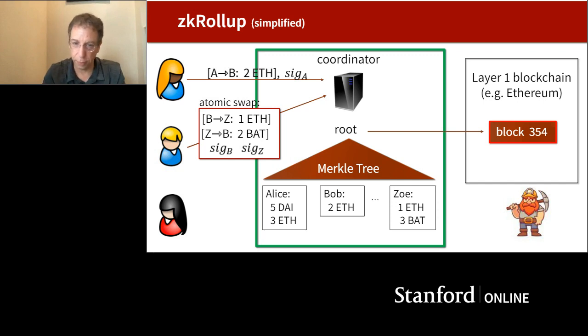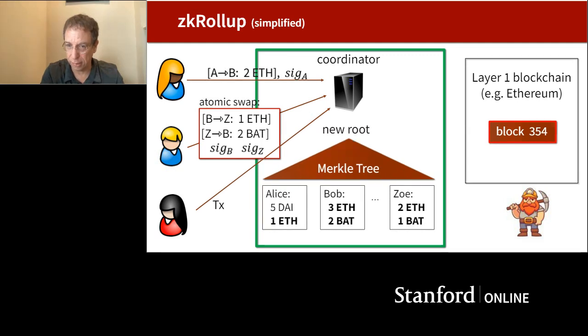And let's say this is Carol, she submits her transaction as well. So everybody submits their transactions to the coordinator. The coordinator checks that all the signatures are valid. Then it goes ahead and updates everybody's account balances. You see Alice paid Bob 2 ETH, so Alice's ETH count should go down to only 1 ETH. The coordinator updates everybody's balances. You can see Alice now only has 1 ETH, and everybody else's balances were updated as well.